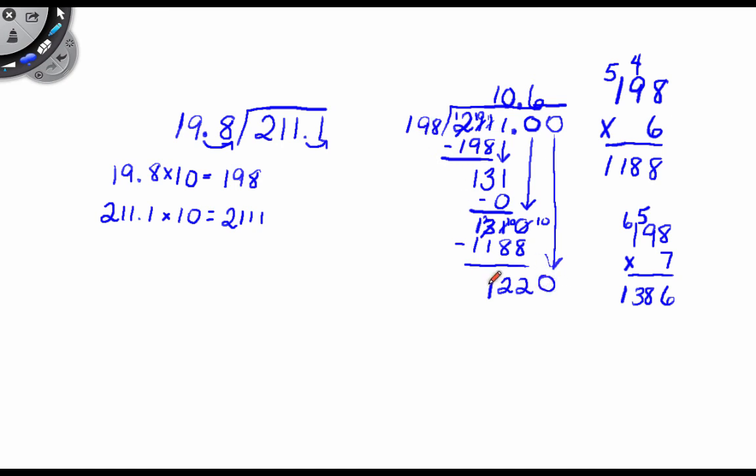198 can go into 1,220 6 times. We already have that worked out over here. And that gets us 1,188. And when we do our subtraction, 10 minus 8 is 2. 11 minus 8 is 3. 1 minus 1 is 0. 1 minus 1 is 0. We have 32 left over, and we're going to go ahead and stop there. So that's 10 and 66 hundredths.